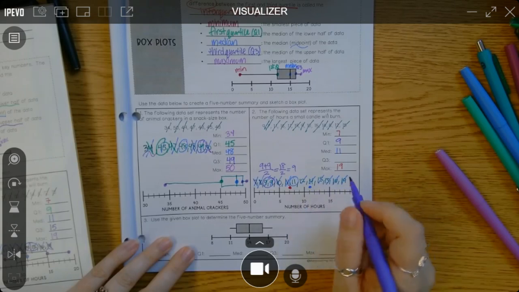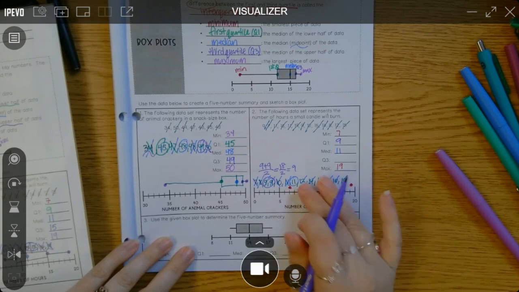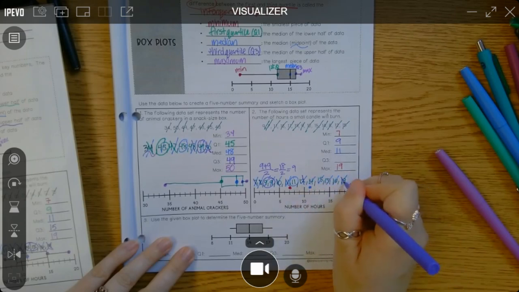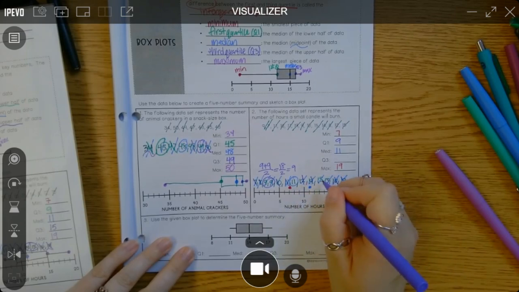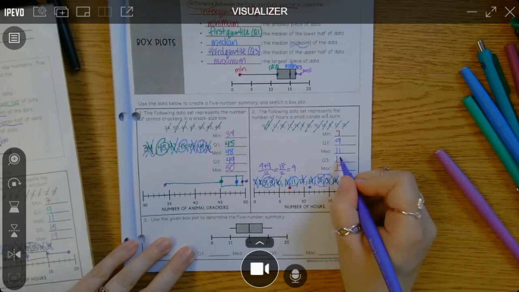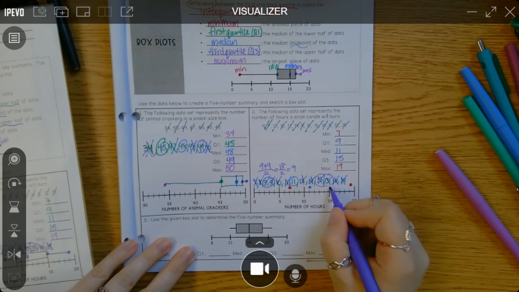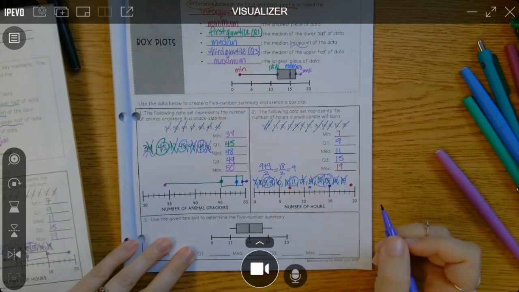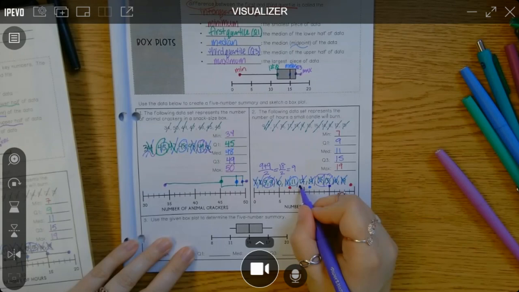Here for the upper half, remember the 11 isn't part of the upper half. It's just these guys. So beginning, end, beginning, end, and then beginning, end. It's between 15 and 15. There's nothing between those. It's just 15. So let's draw a dot at 15 and at 9.